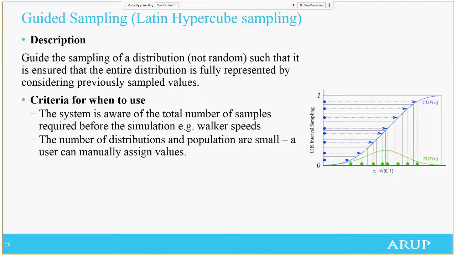Now, I'd use this when, first of all, we need to be aware of the number of samples we're going to take before we sample the distribution. With some distributions, it's fairly simple to know that. For example, walker speeds. I know how many people I've got in my simulation before the simulation starts, so I know how many walker speeds I'm going to assign. Often we could potentially apply this when the number of distributions and the population are small, and it's easy for a user to manually perform this task in assigning agents these speeds.